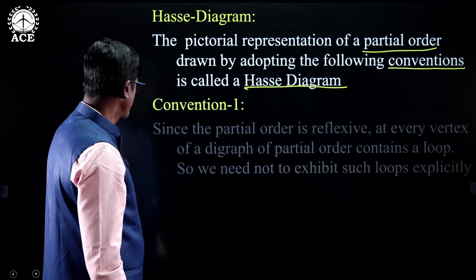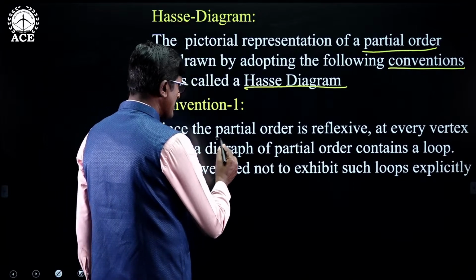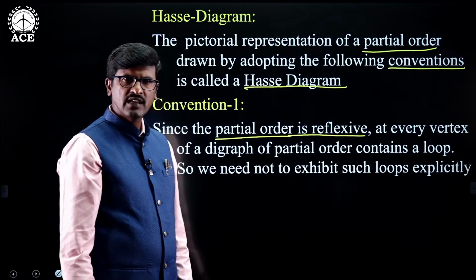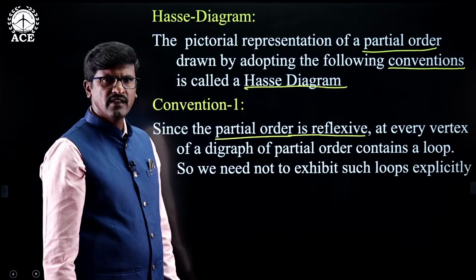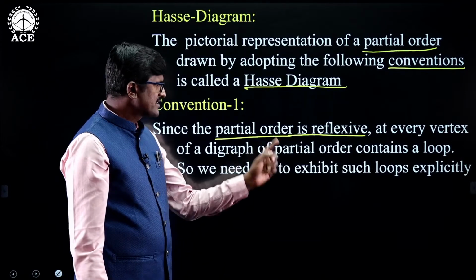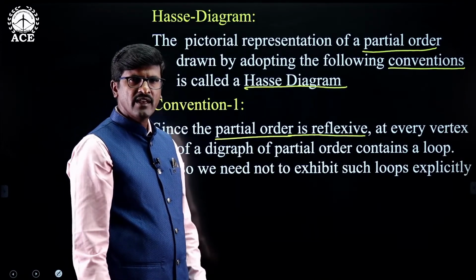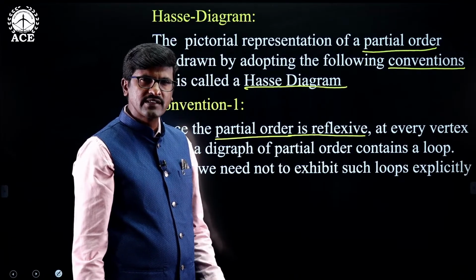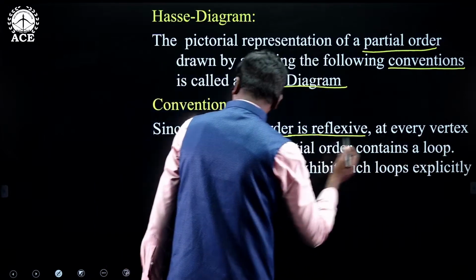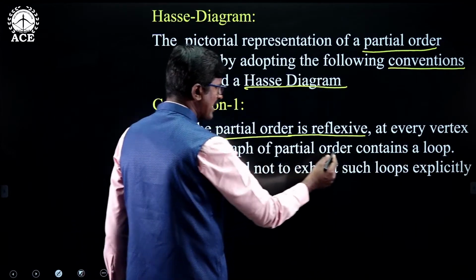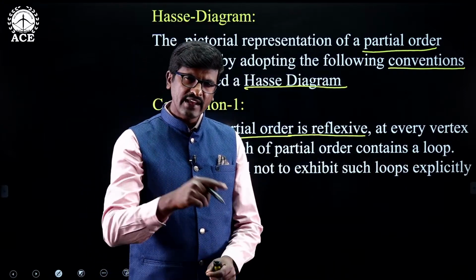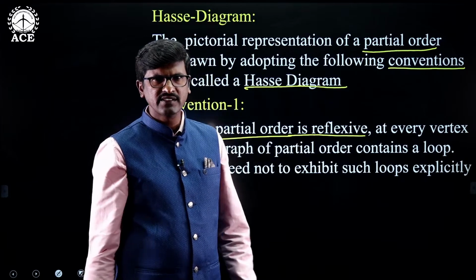The first convention: we all know that a partial order is reflexive. A partial ordering relation satisfies the reflexive, antisymmetric and transitive properties. Since the partial order is reflexive, there is a mapping from A to A itself. So every vertex of the digraph of a partial order contains a loop. A loop is when the starting and ending vertices are the same.